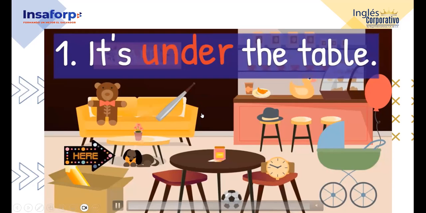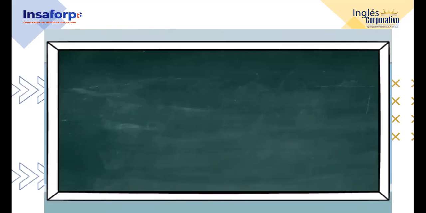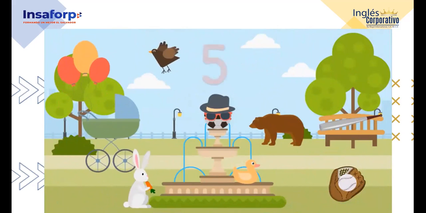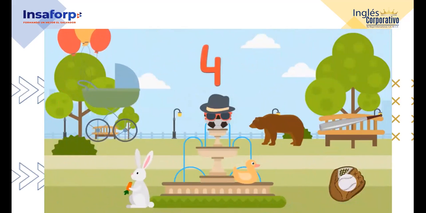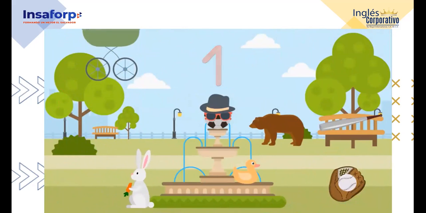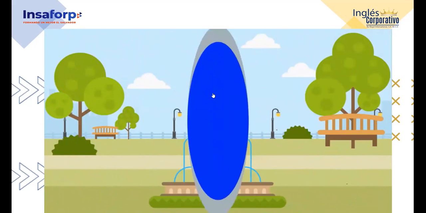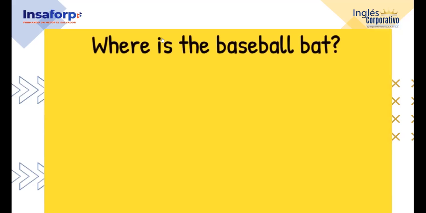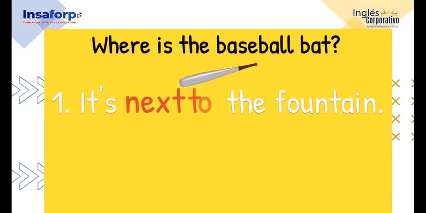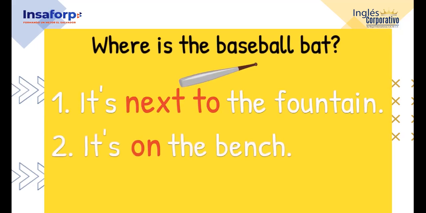Let's go. Vamos a ver la next picture. What do we have? The picture number 5, okay? But miren la imagen. Look very carefully. Okay. Can you help me to read this one, please, Elvin? Where is the baseball bat?